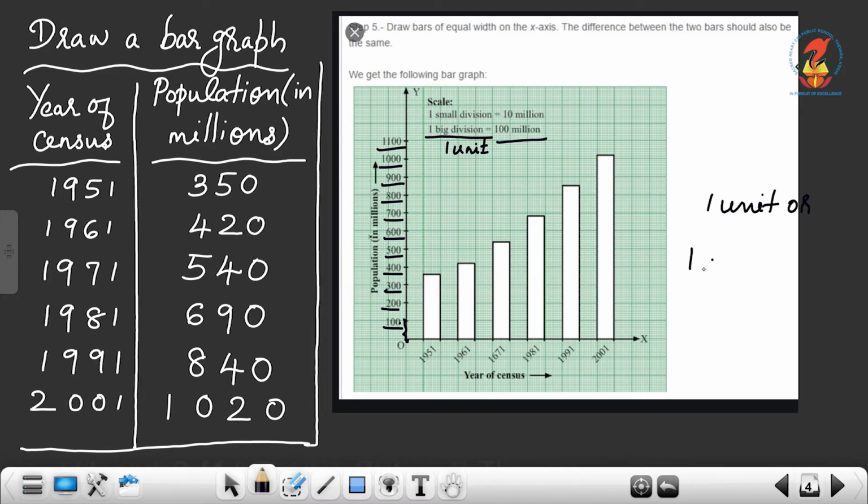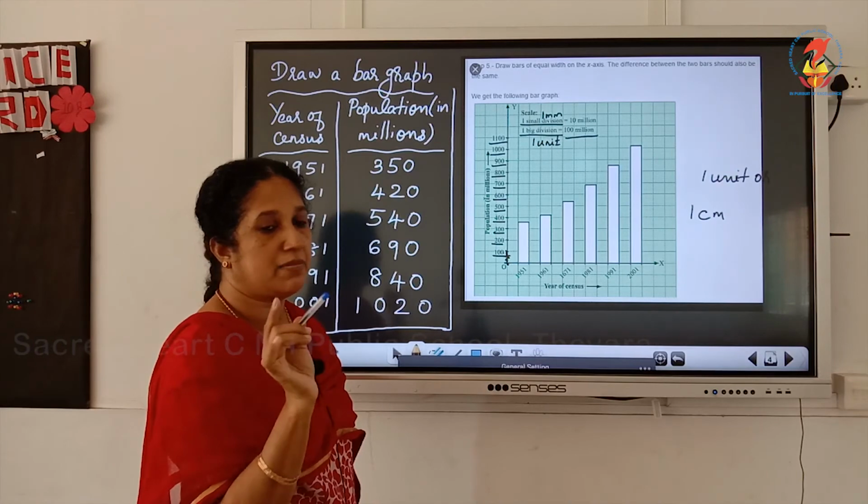And this 1 centimeter is divided into 10 small divisions. So one small division is equal to 10 million. One small division we can say is 1 millimeter. In this 1 centimeter you can see 10 small divisions, and each small division we call 1 millimeter. What is the value of that small division? It will be 10 million.